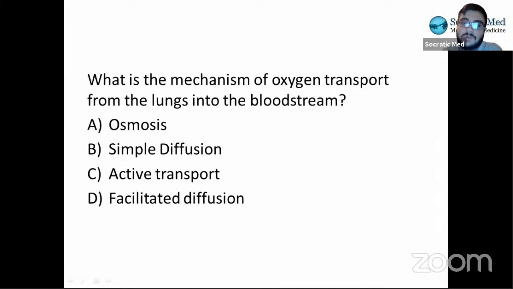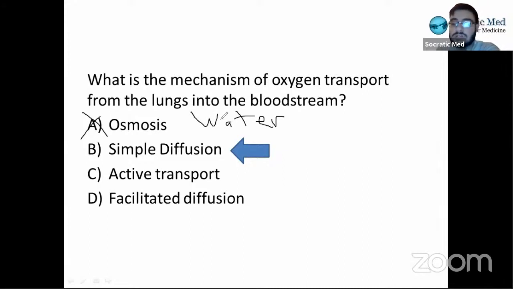So actually, 100% of people said B, and I'm happy you guys got it. Simple diffusion. I'll just go over it quickly. Osmosis is automatically wrong. Osmosis is only for water, right? I want you guys to keep that in your memory at all times. If you're dealing with water, osmosis is the main method of transport of water. If you're not dealing with water, osmosis is automatically always wrong.